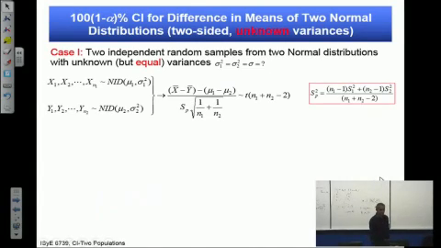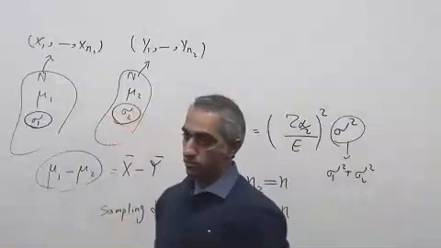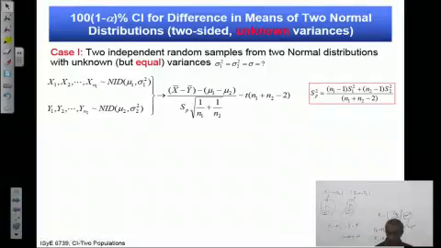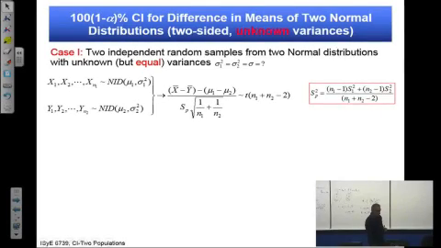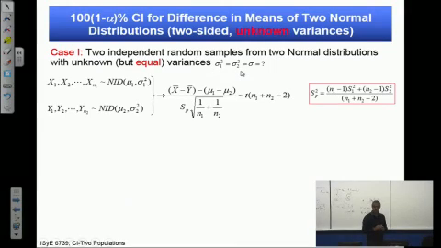Okay, what if variances are unknown? So we have two normal populations. We don't know the values of sigma 1 squared and sigma 2 squared. In this case, we have basically two cases. One is they are unknown, but we assume they are equal. So sigma 1 squared is equal to sigma 2 squared, equal to some number. This should be sigma squared actually.